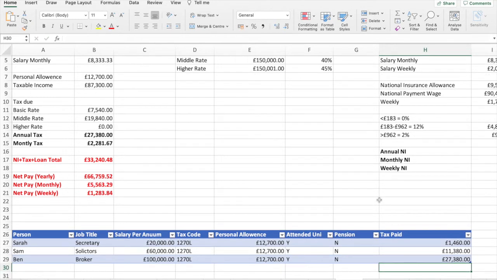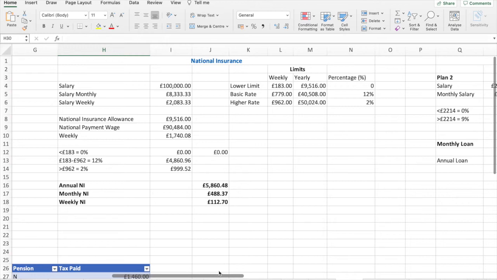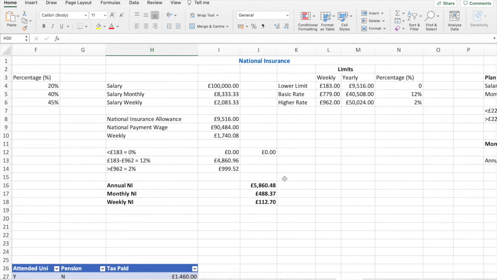Sarah on 20,000 paying 1,460 pounds in tax. Sam the solicitor paying 11,380 pounds in tax, and Ben the broker paying 27,380 pounds in tax. Next, we're going to move on to national insurance. And we're going to break down what we've seen on the UK Gov site.